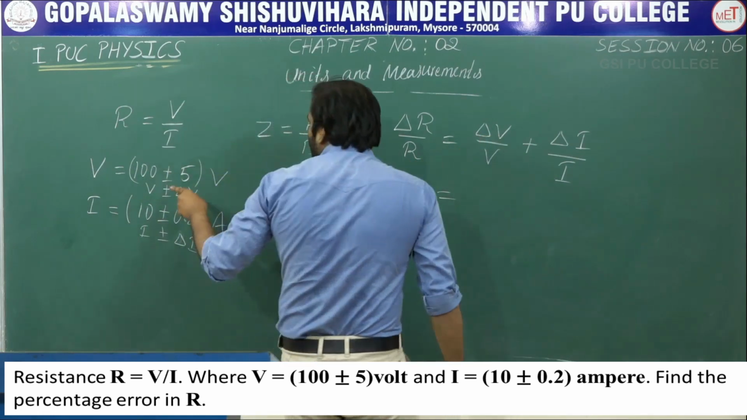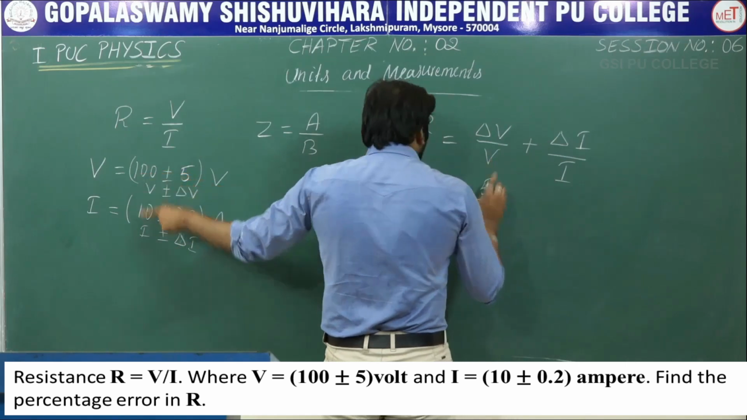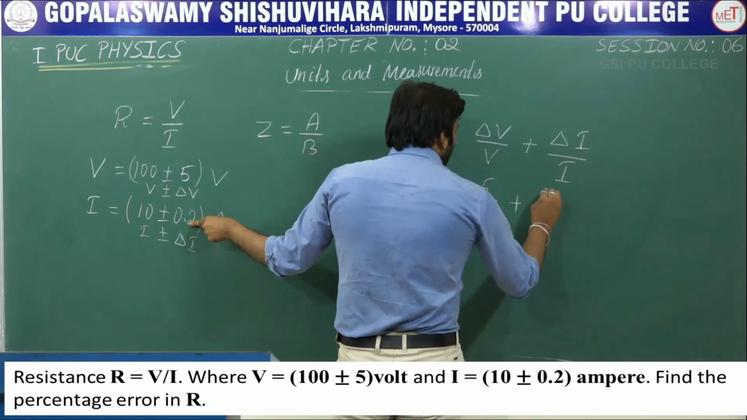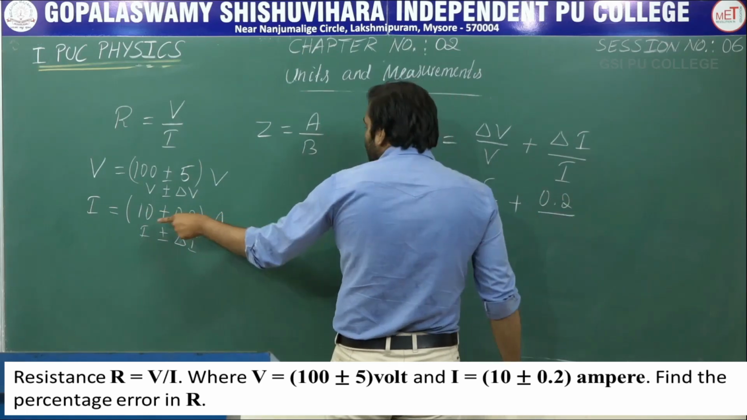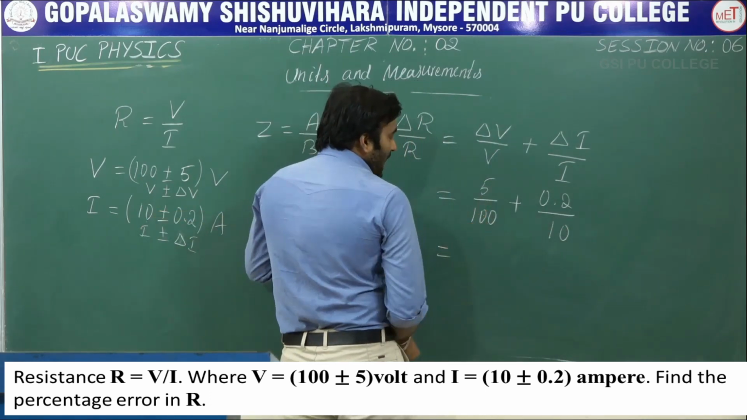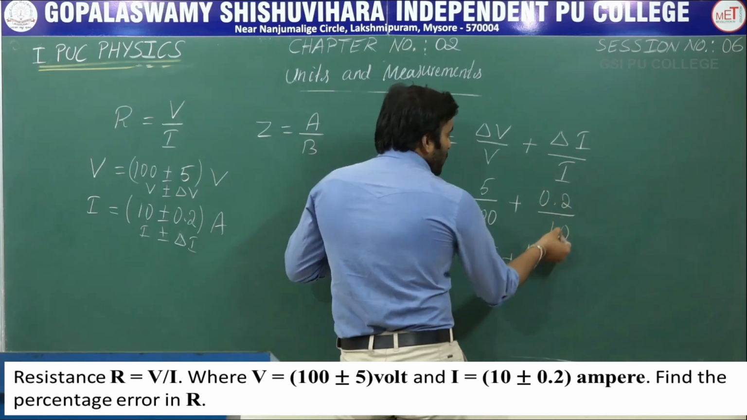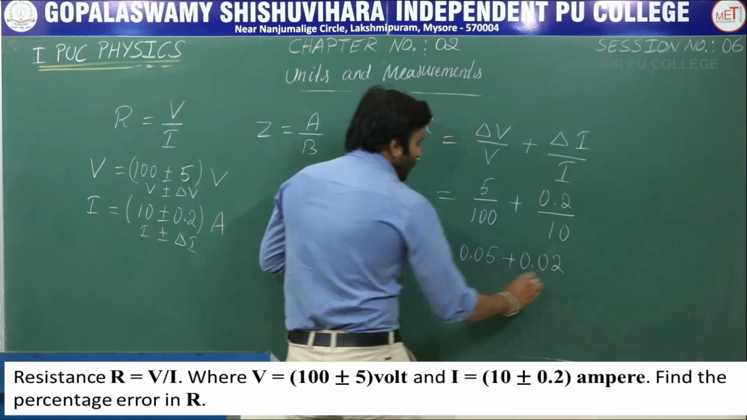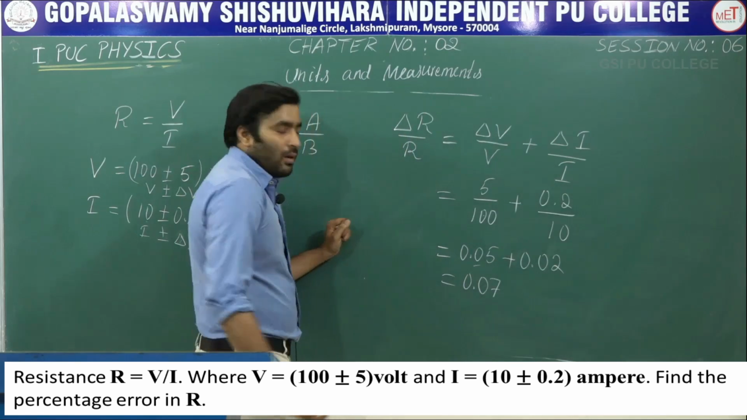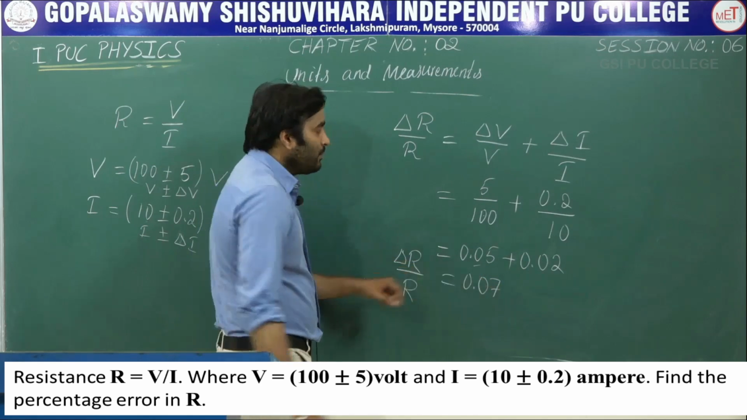Delta V is equal to 5, divided by V, which is equal to 100. So this is 100 plus delta I is 0.2, divided by I, which is equal to 10. Let us find this. 5 divided by 100 is 0.05, plus 0.2 by 10 is 0.02. If you add these two, you will get 0.07. Correct? Delta R by R is equal to 0.07.